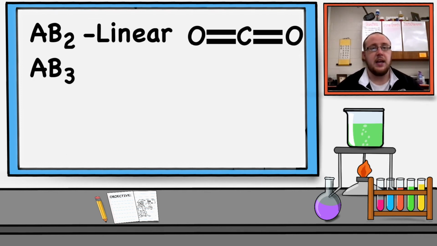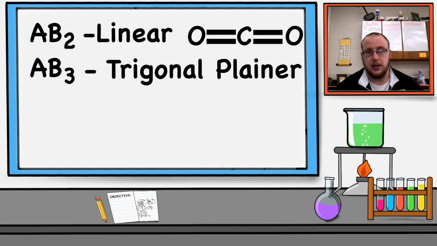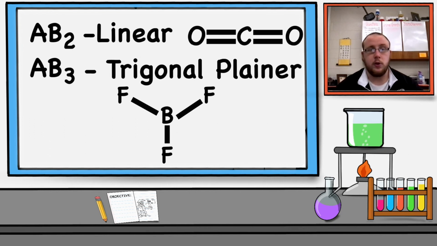AB3 is a trigonal planar geometry. We have 3 atoms attached to a central atom with no lone pairs. These atoms are going to orient themselves as far apart from each other as they can, creating a molecule that kind of looks like a Y. An example would be BF3, or boron trifluoride.